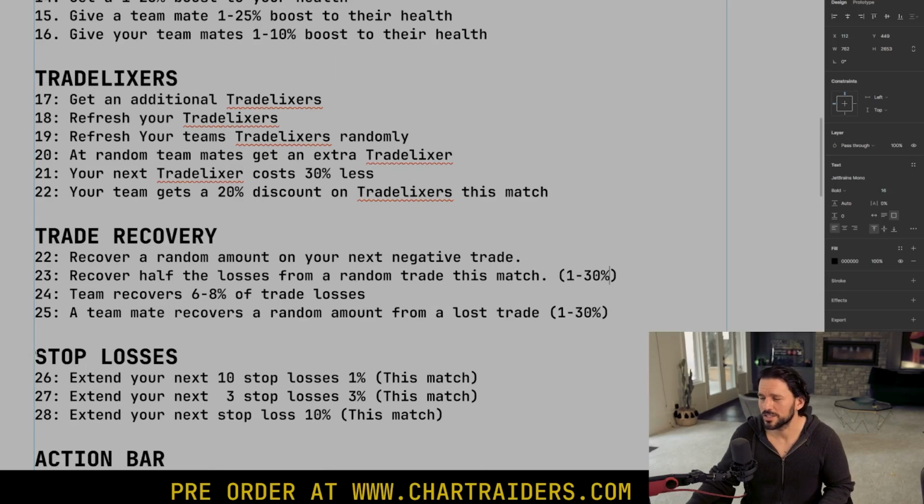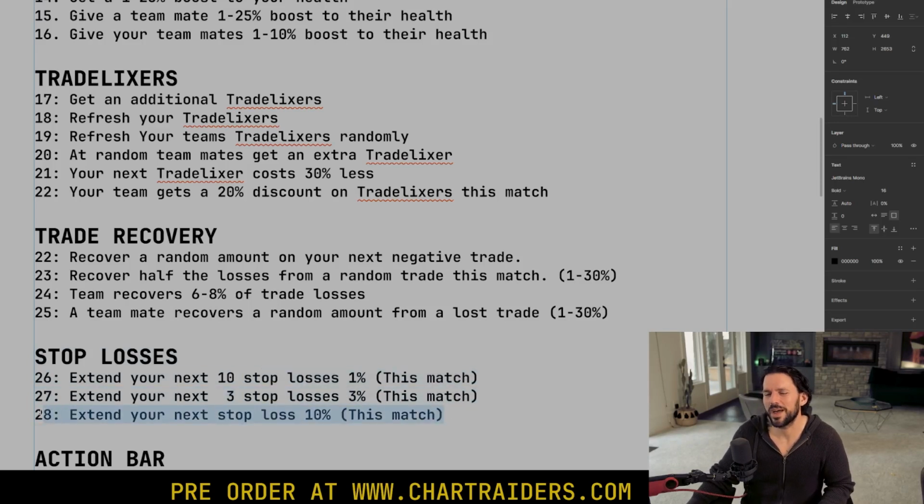Here's some stop loss bonuses that you get at random. Extend your next 10 stop losses 1% this match. That's not very good. We just cover an extra 1% stop loss for your next 10 trades. This one's obviously not a good one to get, but you have to balance really powerful ones with mediocre with really bad ones. Extend your next 3 stops 3%. That's kind of useless as well. It's not that useless, but there's a lot better ones that you get.